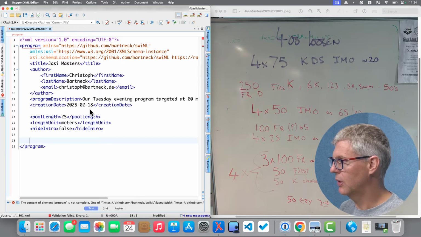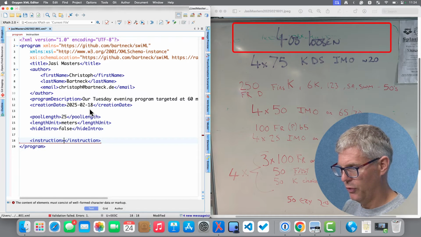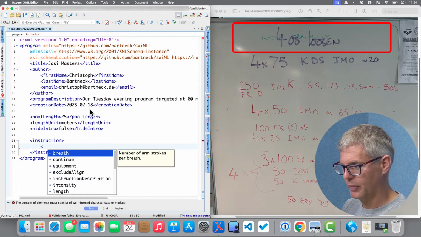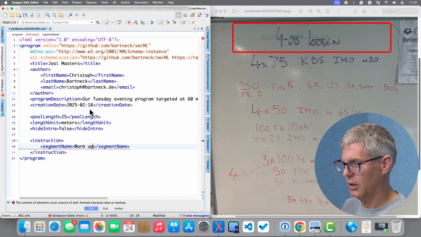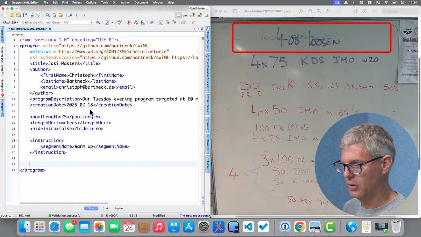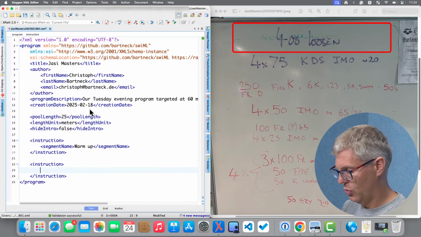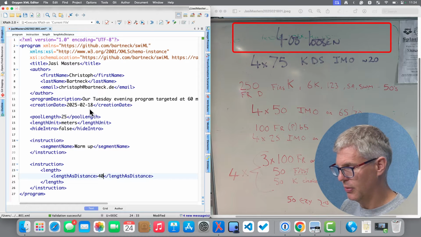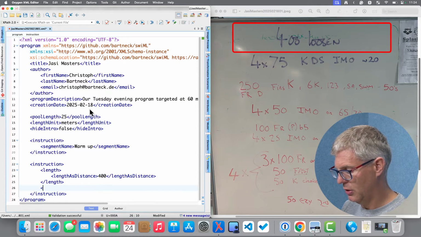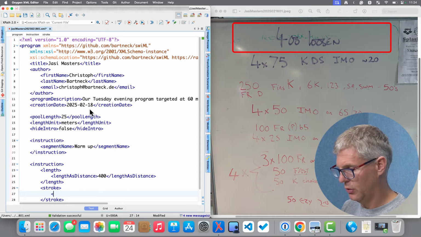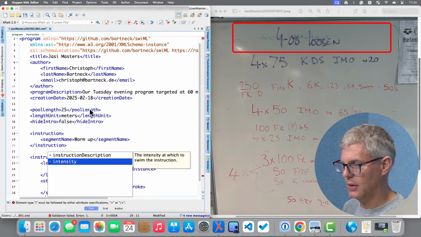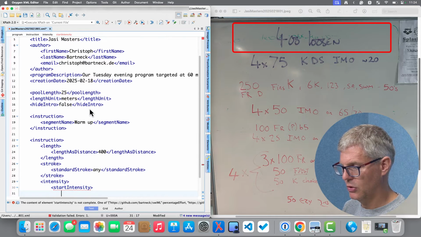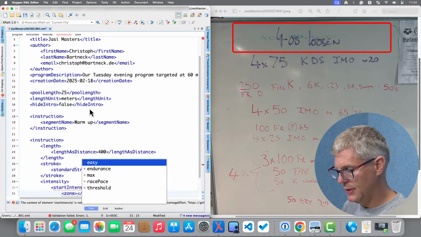And we start as usual with our 400 meters warm-up. So we first start with a segment name warm-up, and now we can put 400 meters in there. The stroke will be a standard stroke any, and the intensity level will be set to easy.